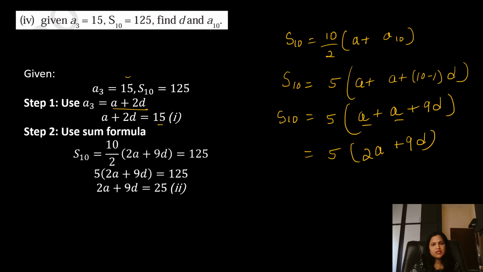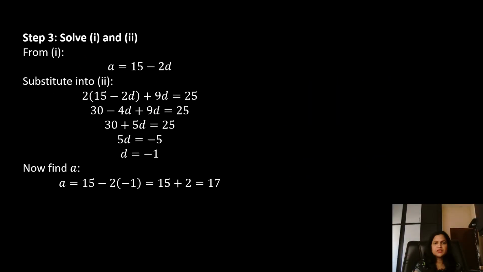Bring this 5 to the opposite side. 125 by 5 equal to: 5 ones are 5, 5 twos are 10, 12 minus 10 is 2, 2 fives are 25. That is 25. So 2a plus 9d equal to 25. This is the second equation, and this is the first equation. We have to find d now. Step 3, solve 1 and 2. From 1, a equal to 15 minus 2d.